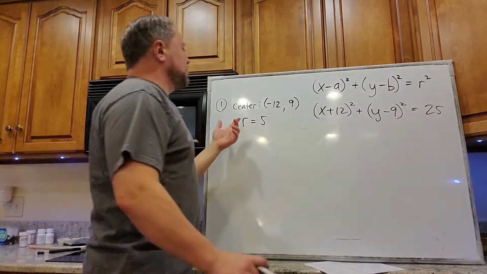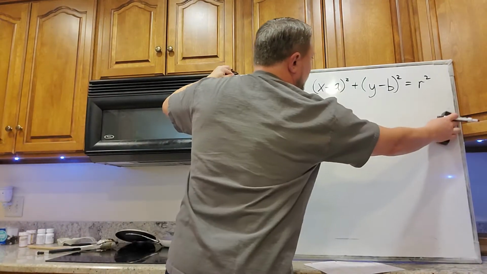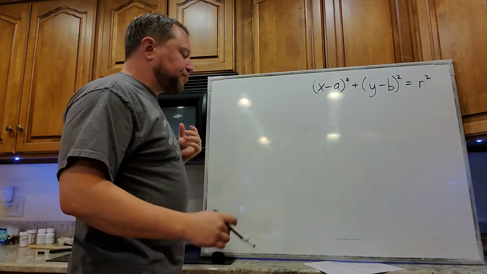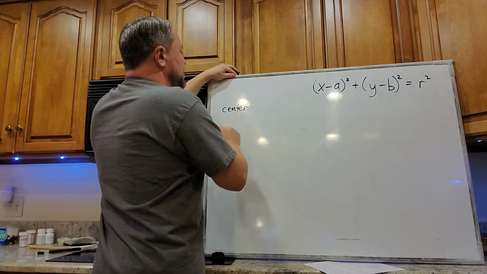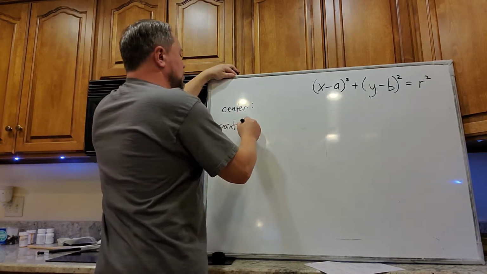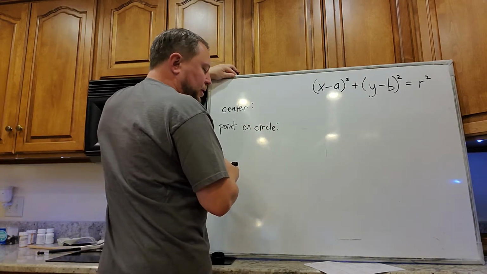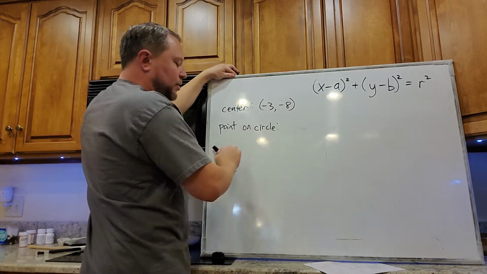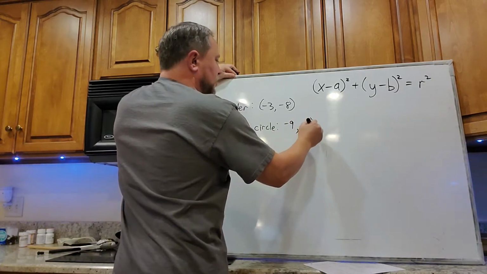So it's pretty easy if they just give you the center and the radius. Now the problems are going to get a bit more difficult though. One of the ways that they can make it a little more difficult is if they give you the center and then a point on the circle. So let's say our center point is at -3, -8. A point on the circle was given as being, let's say, -9, -3.